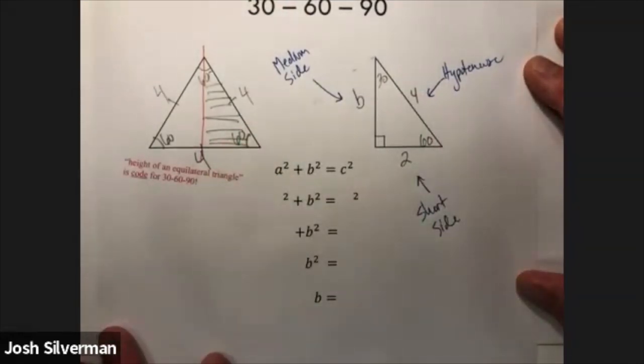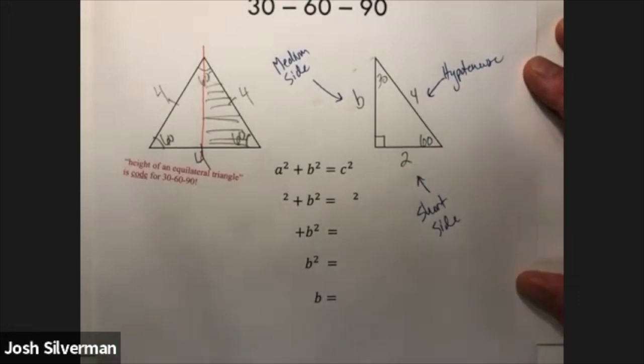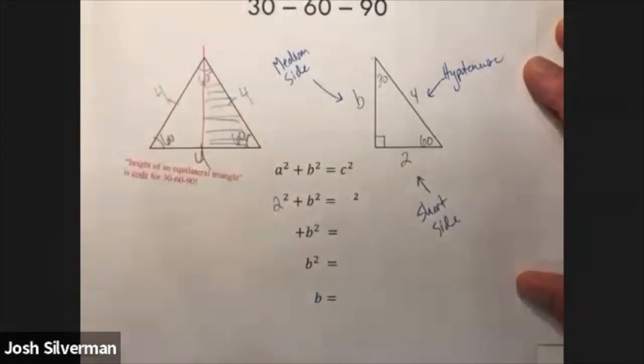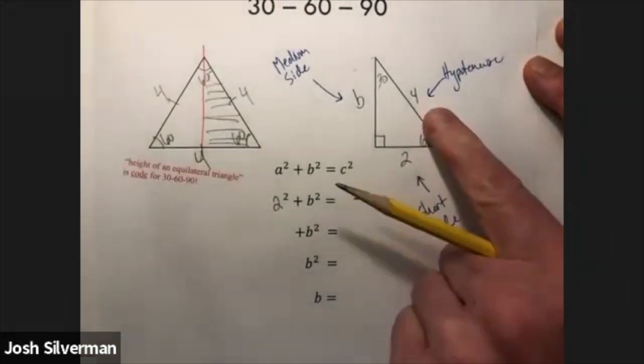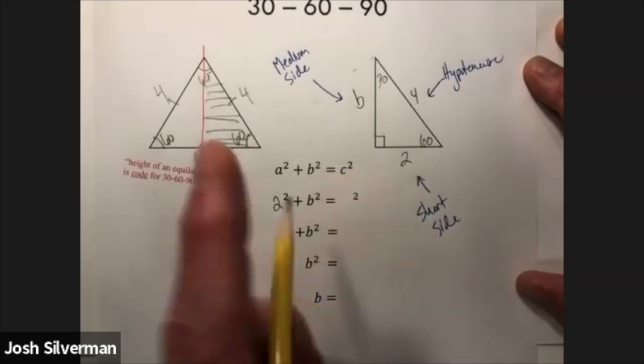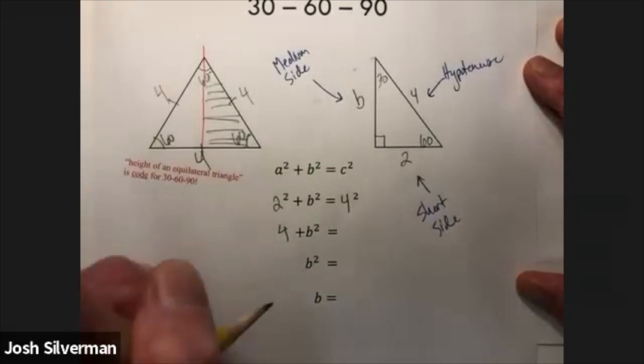So let's figure out what the medium side is in this particular triangle by using the Pythagorean theorem. Everybody knows the Pythagorean theorem. A squared plus b squared equals c squared, right? All right, so we know the A. That's the short side. That's 2. We know the C. That's the hypotenuse. C is always the length of the longest side. C is always the hypotenuse. That's going to be a 4. 2 squared is 4. 4 squared, 16.